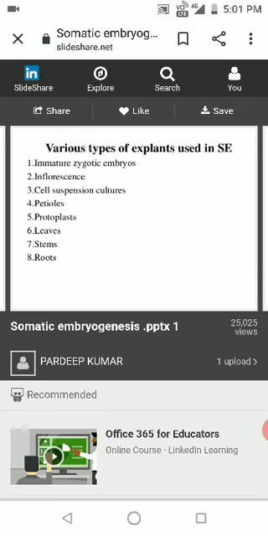Now there are various types of explant: immature zygotic embryo, inflorescence, cell suspension culture, petioles, protoplast, leaves, stems and root. So all these eight different types of plant parts can be used for the generation of somatic embryos.